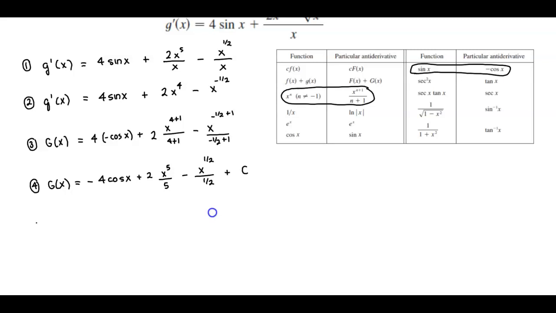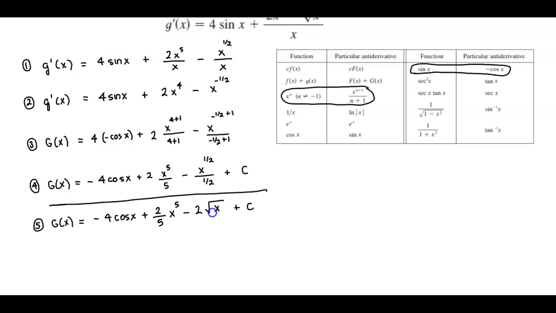Okay, so now let's clean this up just a little bit. So we have the antiderivative G of x, which is going to equal negative 4 times the cosine of x, plus 2/5 times x to the fifth, and then minus, with the 1/2, you take the reciprocal, so it's going to be minus 2. And then x to the 1/2 is the same thing as the square root of x, and that's going to be plus C. And so therefore, this is going to be the antiderivative of that function.